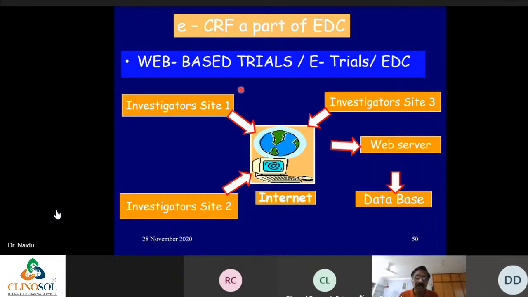So this is the way we do the electronic clinical trial, or what we know as an electronic case record form. This is also very, very common. Many people are using paper case record form as well as the eCRF.